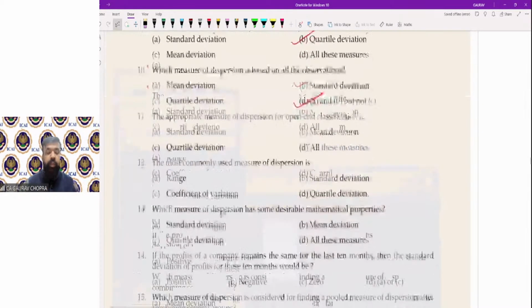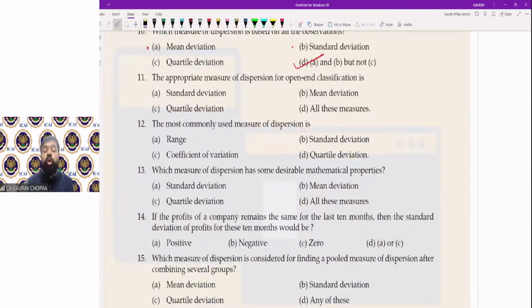11. Appropriate measure of dispersion for open end classification. तो जब क्लास इंटरवल ओपन एंडेड है तो कौन सा हमने डिस्कस किया है? क्वार्टाइल डेविएशन. सी. The most commonly used measure of dispersion. सबसे ज्यादा यूज आने वाला डिस्पर्शन कौन सा है? स्टैंडर्ड डेविएशन. तो उसकी सबसे ज्यादा प्रॉपर्टी, सबसे बेस्ट कौन सा माना जाएगा? स्टैंडर्ड डेविएशन.